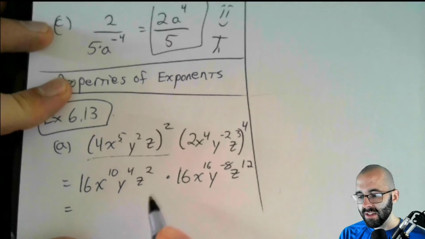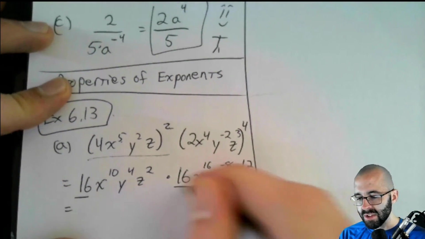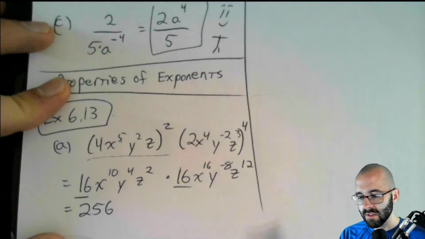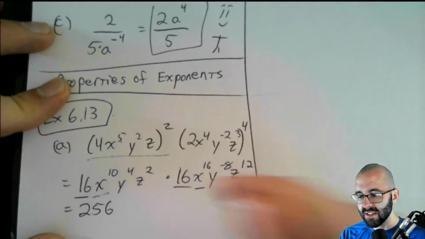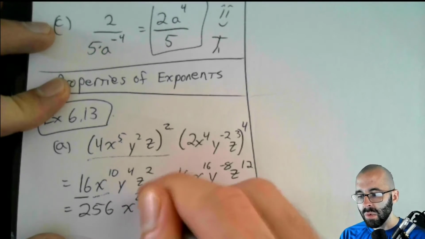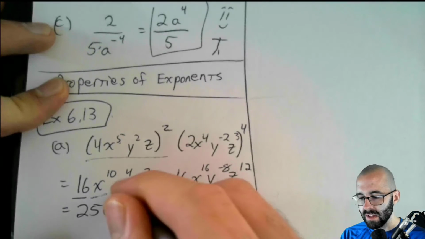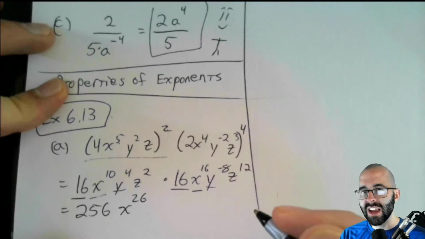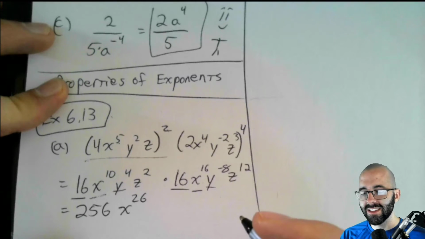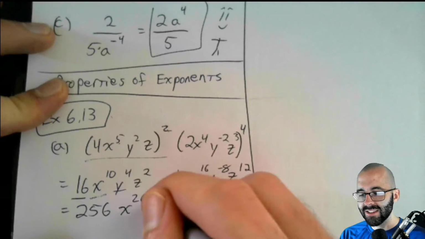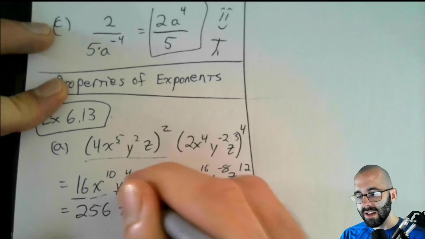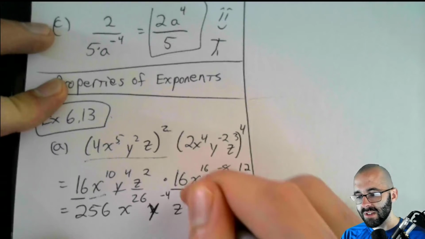Now everything's getting multiplied, so let's multiply the numbers together first. 16 times 16, use your calculator, you should get 256. X to the 10th times x to the 16th, product rule. They're multiplied, they have the same base, add those exponents. We get x to the 26th. Y to the 4th times y to the negative 8. Add them together. 4 plus negative 8 is 4 minus 8, that's negative 4. It's also a y. And z squared times z to the 12th. Add those exponents, z to the 14th.